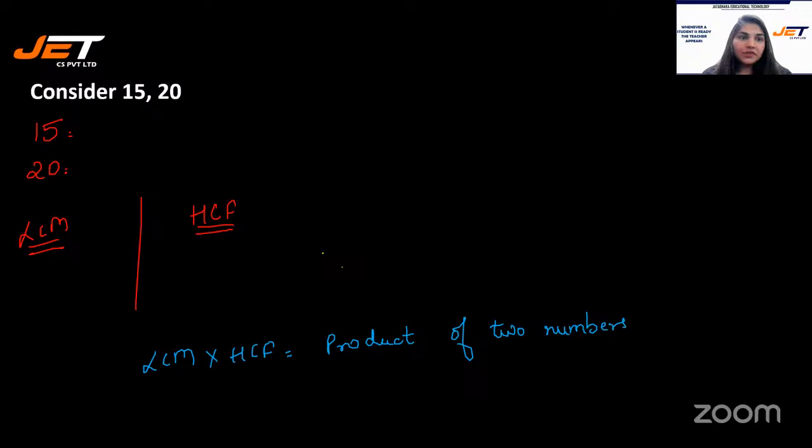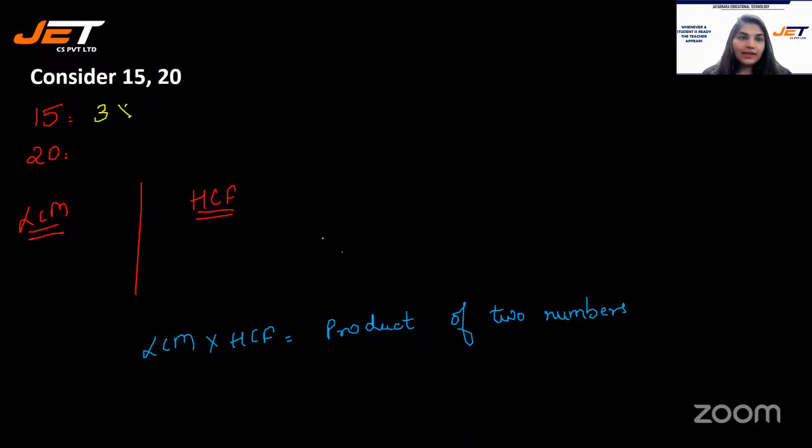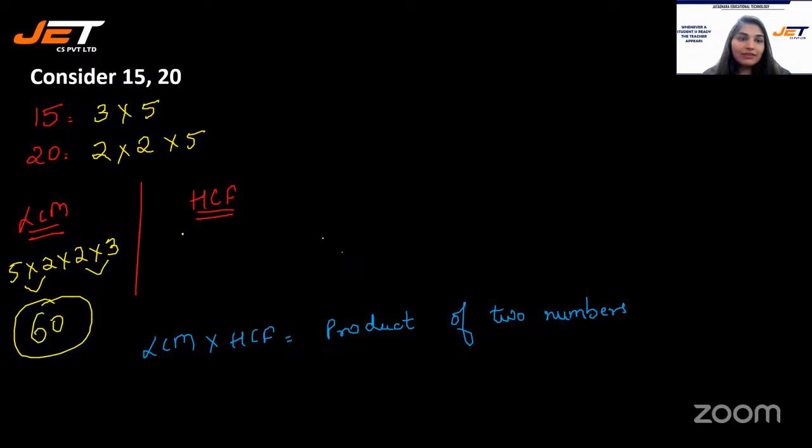So here, 15 can be written as 3 times 5, and 20 can be written as 2 times 2 times 5. So the LCM is 5 times 2 times 2 times 3. 5 times 2 is 10, 2 times 3 is 6, 6 tens are 60. 60 is the LCM. And the HCF is 5.